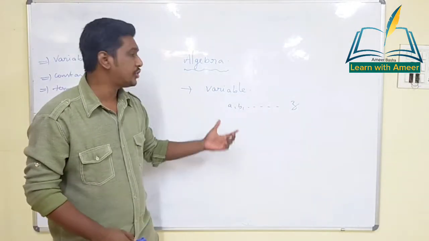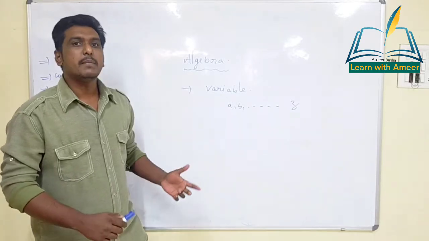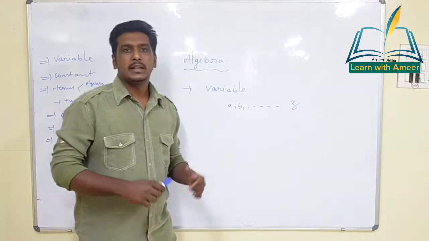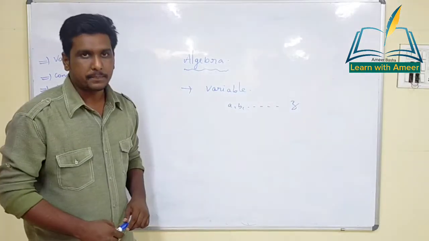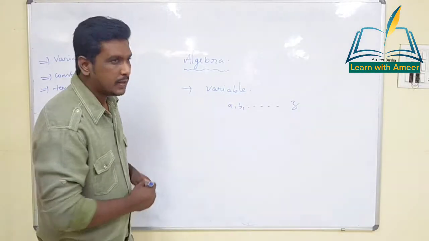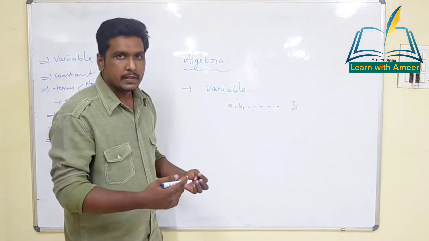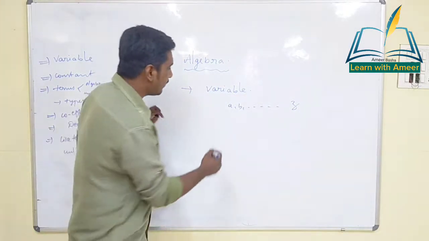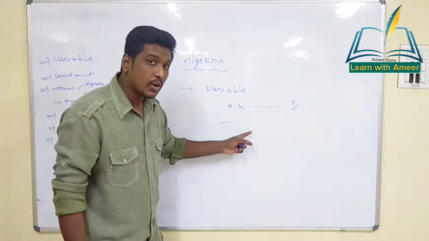Now coming to the next question, what is a variable? A variable is nothing but a thing whose value keeps on changing. For example, we will take one scenario. Now I am having a few chocolates with me which I don't know.